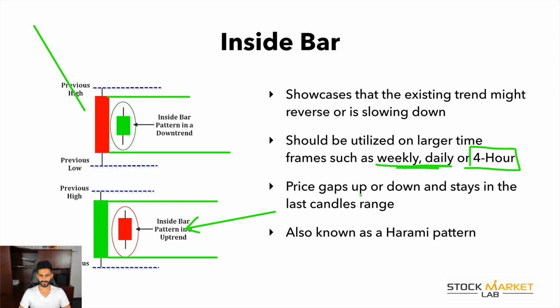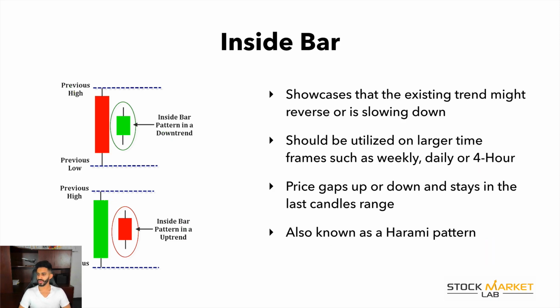Price gaps up or down and stays in the last candle's range. So in this situation, right, price gaps up, stays in this range. In this situation, price gaps down and stays in this range. This is also known as a Harami pattern. Like I said, there's a bunch of names out there, guys. We don't care about names. We only care about understanding what's happening.